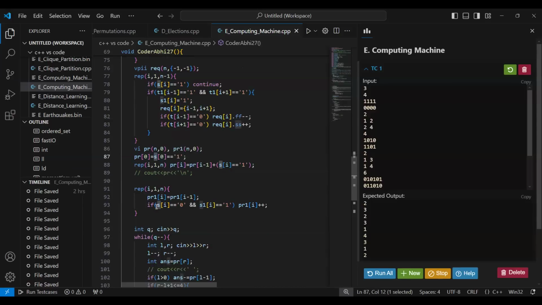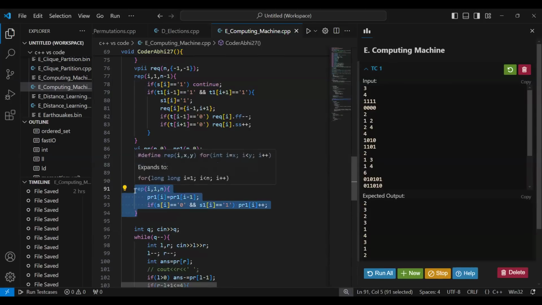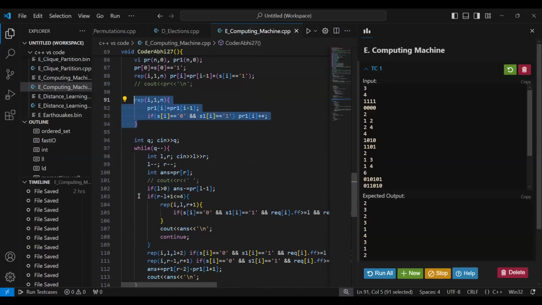Now we would see prefix 1. So prefix 1 is initialized with 0. Now we would check prefix 1 of I minus 1. So that's for prefix. And then we would add a plus 1 if S of I was 0 and S dash of I was 1. So if it was converted from a 0 to a 1, then we would do a plus plus on that. So this is my prefix 1. It will store the count of conversions from 0 to 1. Okay, those are the extra values we can get through operations.